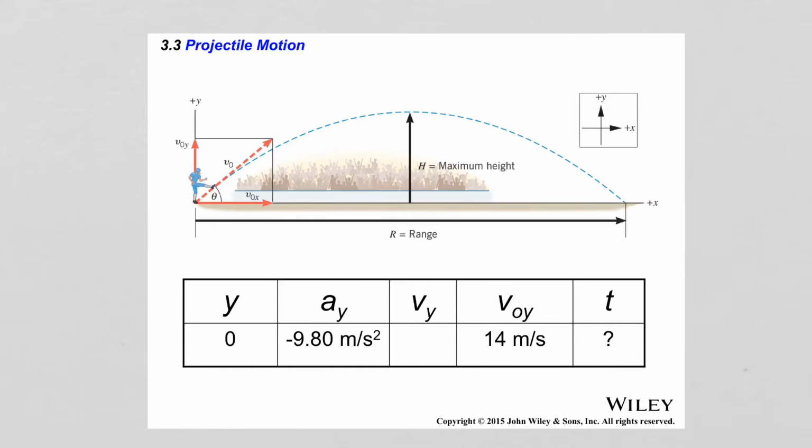So between the initial and final positions, the ball, of course, displaces vertically, but it ends effectively at the same position when the vertical motion is considered. So therefore, the vertical displacement is 0. The vertical acceleration is negative 9.8 meters per second squared. We don't know the vertical component of the velocity. We know that the initial vertical component of the velocity is 14 meters per second, and we want to find the time for the ball to get from the kickoff all the way to the ground on the other side.